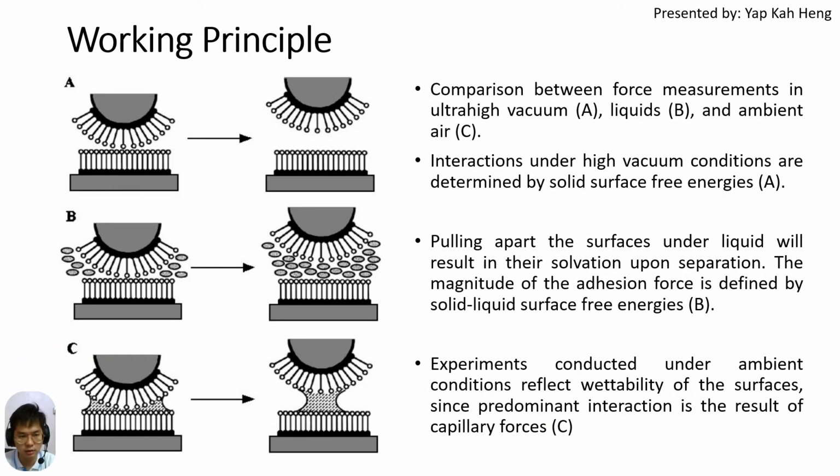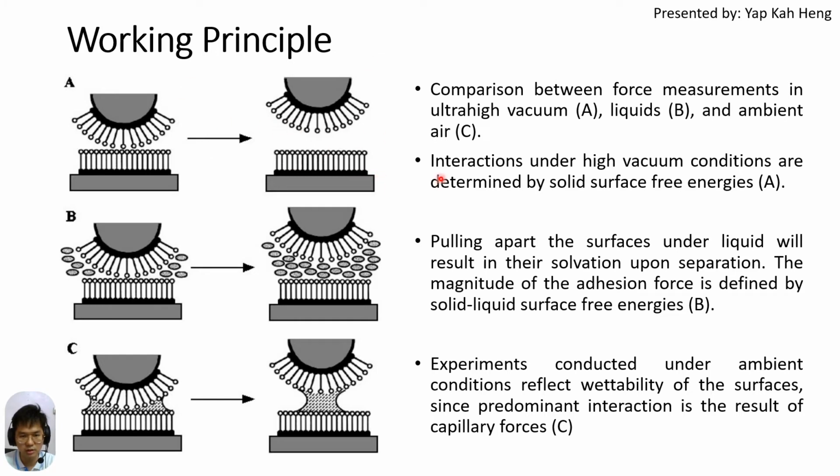Now let us take a look at how the CFM works in three types of environment. First we have the vacuum, and then liquid, and also the ambient air. We will take a look at the comparison between the force measurements in these three scenarios. Figure A shows we conduct it under ultra high vacuum, B is under the liquid, and C is the ambient air. So let's take a look at A first.